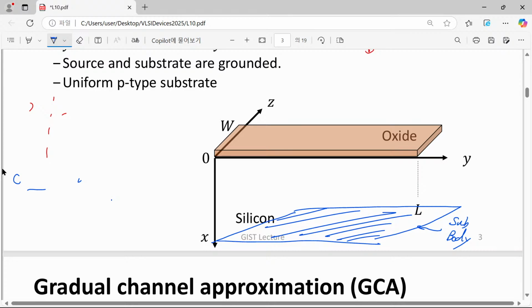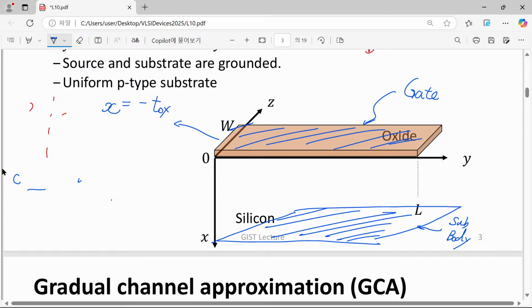And another contact, the gate contact. Where can you find the gate contact? Actually, here we can find the gate contact. If we have to specify the location of the gate contact, we say that the gate contact is located at a plane at x equal to minus T ox. If T ox is the thickness of the oxide layer, then that will be the position of the gate.